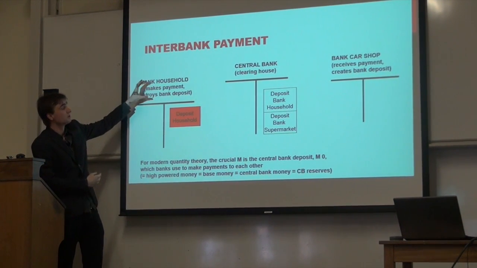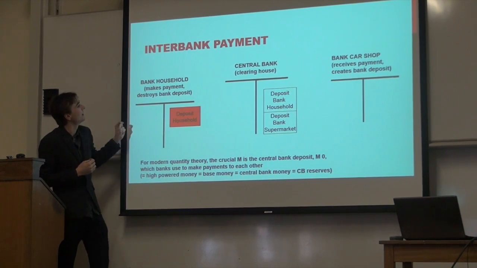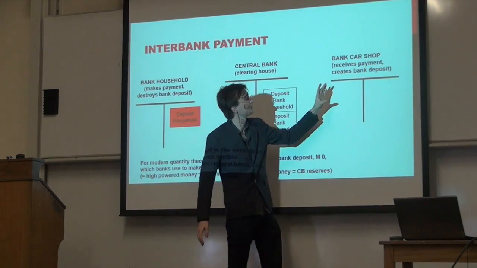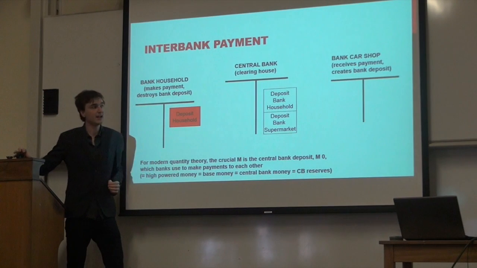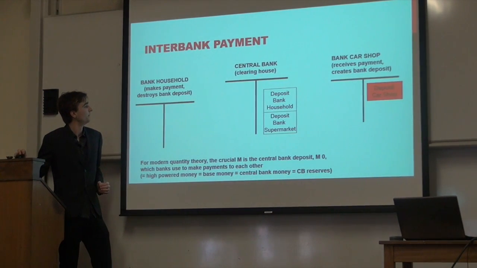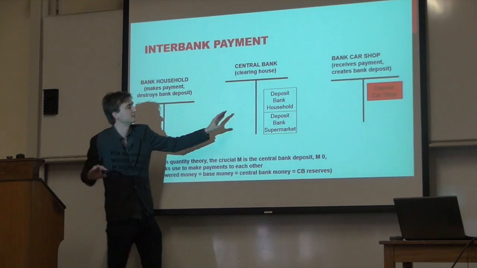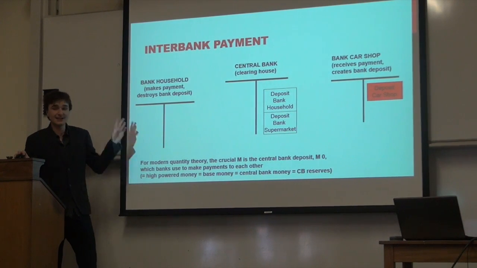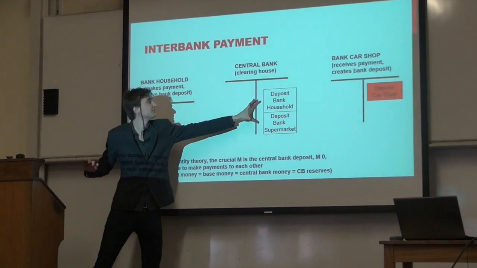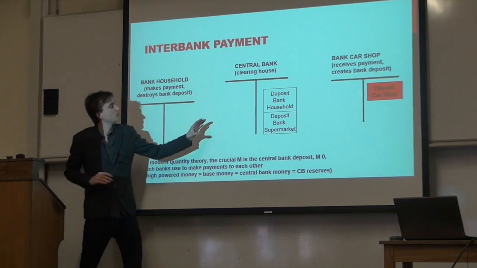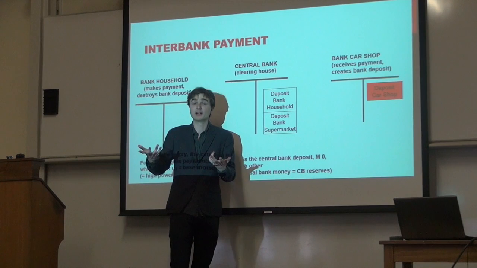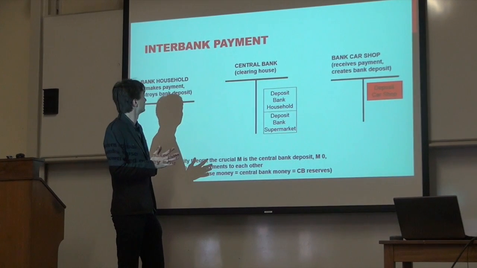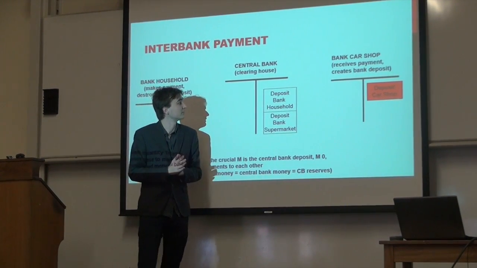So here you have the bank of the household that makes the payment, right? It has to pay for the car. And here you have the bank of the car shop, right? This receives the payment. And importantly, to do that, it's going to create a deposit, right? So this deposit is going to disappear, and this deposit is going to appear. And banks are going to have to pay each other for this through settlement at the central bank. So to make payments to each other, banks have their own bank account at the central bank. So this is the deposit of the household, and this is the deposit of the car shop.